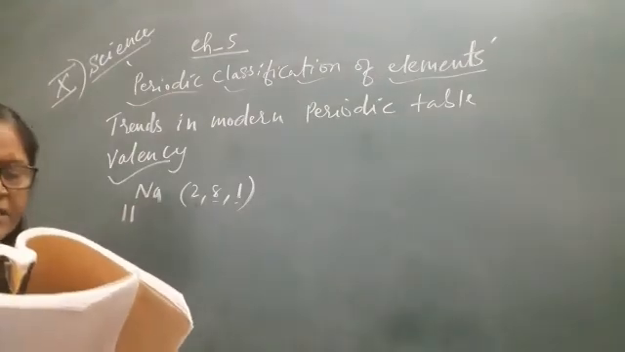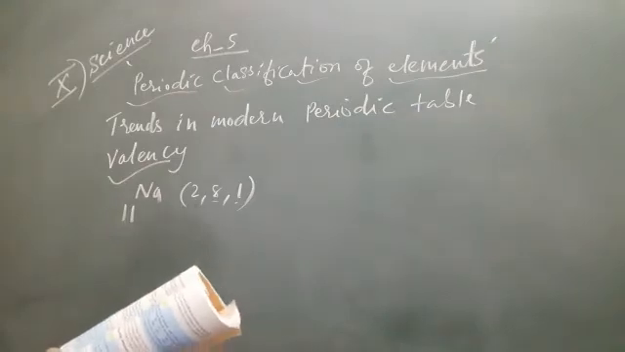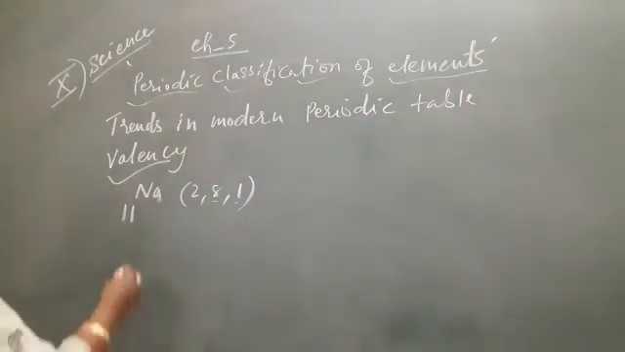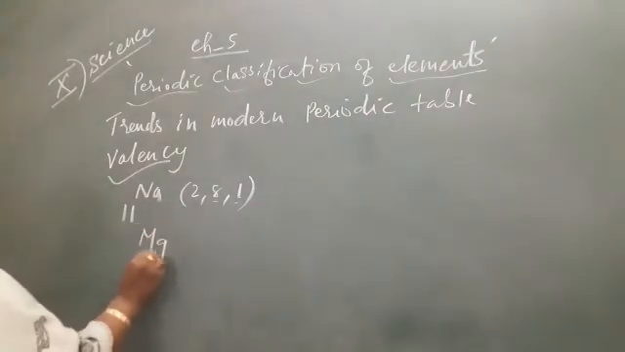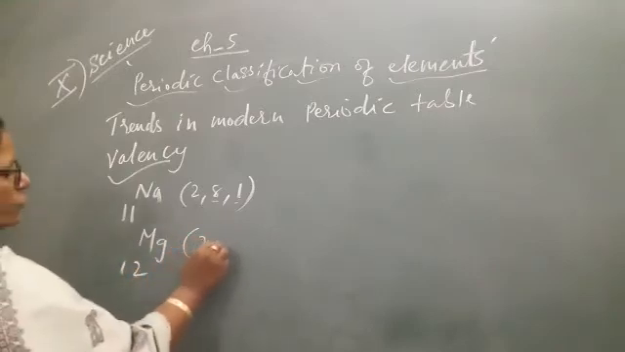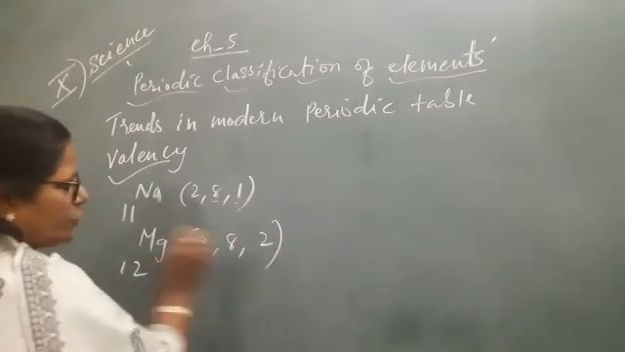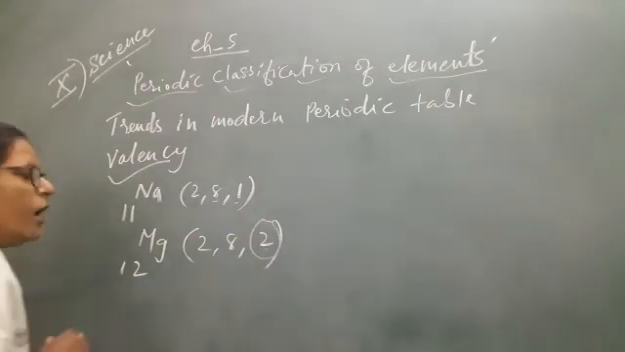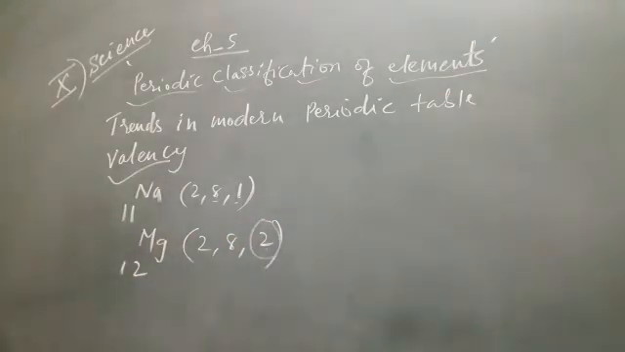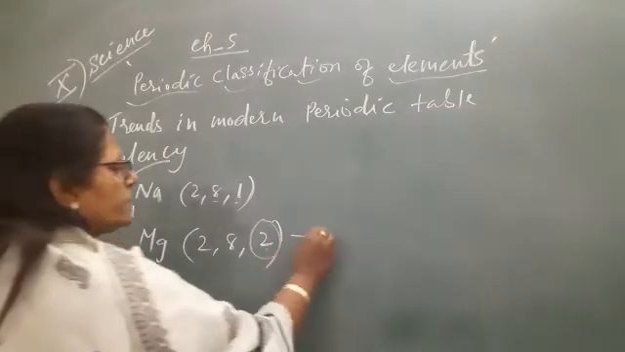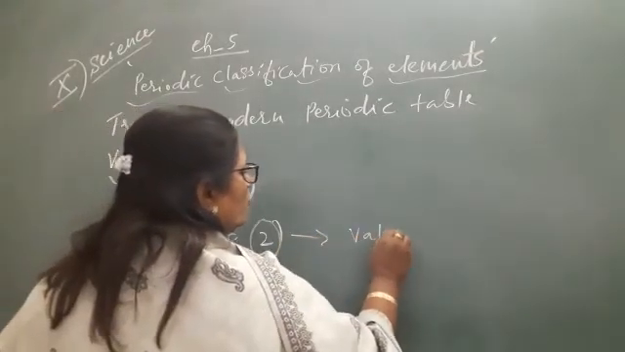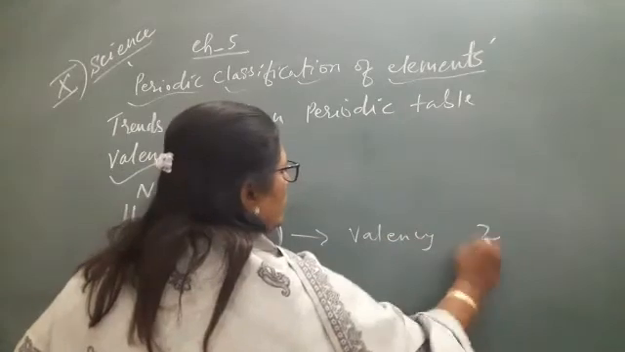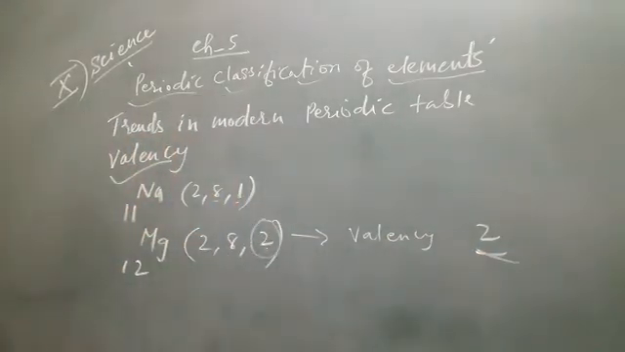Now what is the valency of magnesium, atomic number 12? So magnesium, its number is 12. The electronic configuration will be 2, 8, 2. So what is its valency? In the last orbit, you see how many electrons are there? There are 2 electrons. So its valency is 2. Valency is 2. Right?